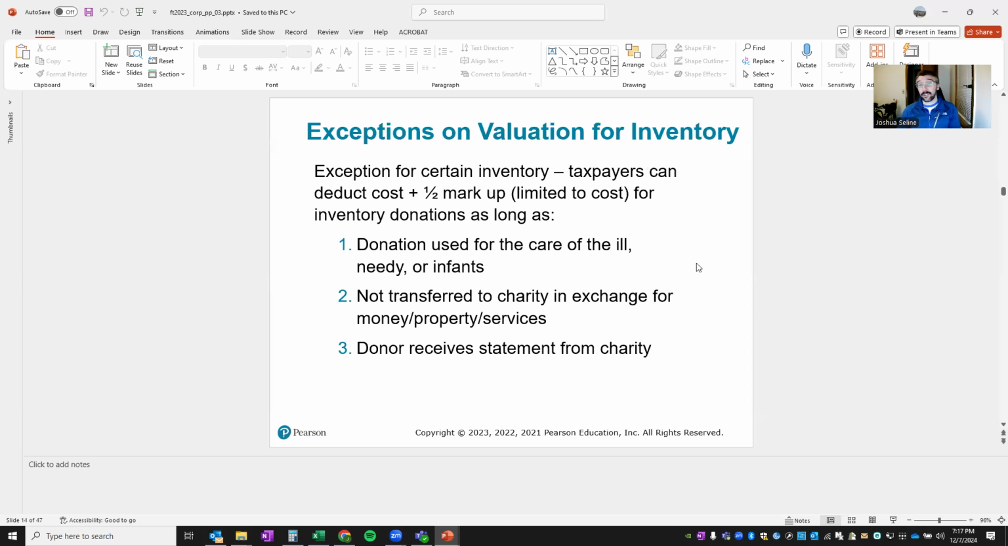You can donate inventory, but there are also some calculations that get involved with that. Taxpayers can deduct the cost of inventory plus 1/2 of the markup for inventory donations, as long as the donation is used for the care of the ill, needy, or infants, it's not transferred to a charity in exchange for money, property, or services, and a donor receives a statement from the charity saying this is what they do.